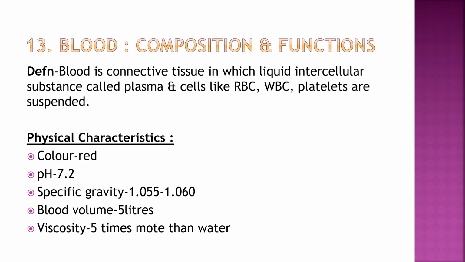The physical characteristics of blood. So blood is red in color, pH is slightly alkaline, that is 7.2, specific gravity is 1.055 to 1.060, blood volume in an adult human body is roughly 5 liters, and viscosity is 5 times more than water. So it is viscous because of the cells present in blood, that is WBC, RBC and platelets.